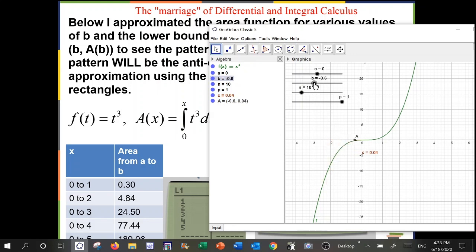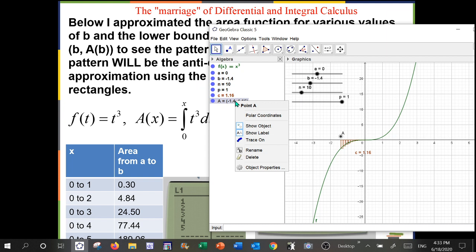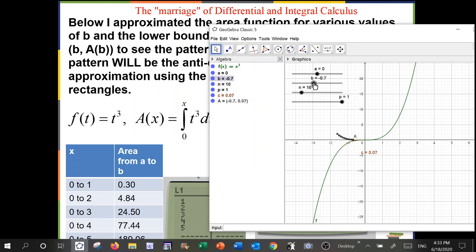Now, if I right click on A, either here or here, doesn't matter, and turn on the trace on it, and then do this, now notice it leaves a trace where the area value was, and that trace is what? It is the antiderivative function.